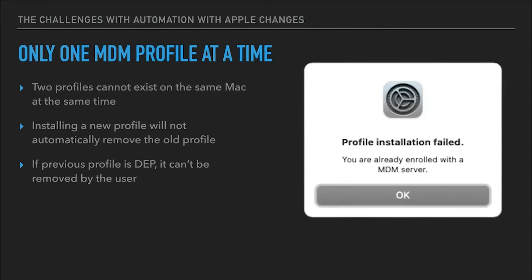Only one MDM profile can be installed at a time. This actually creates a big issue when we're trying to do these migrations, because oftentimes the user will go through the process of installing the profile, and then they'll get this error: profile installation failed. You are already enrolled in an MDM server. It's actually kind of confusing for the user to remove that MDM profile via the GUI. They need to find the actual MDM profile, and if you have a big list of configuration profiles, that's going to be hard to do. Also, if the previous profile is in DEP, it can't be removed for the user.